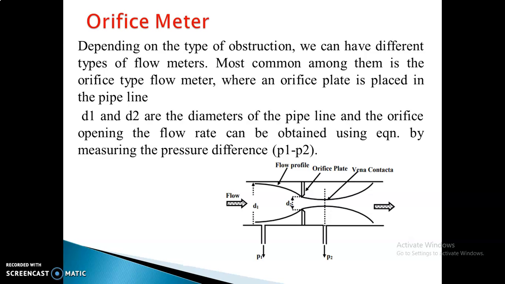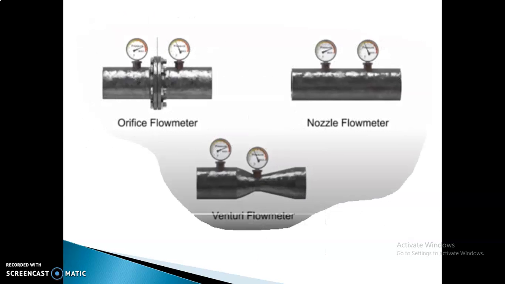Using this obstruction type of pressure measuring device, there are different types of obstruction. The first one is the orifice flow meter, the second one is the nozzle flow meter, and the third one is the venturi flow meter. In the orifice flow meter, these two pressure gauges, P1 and P2, are kept inside the tube, as I have shown in the previous one. Inside that we have a pressure measuring sensor.